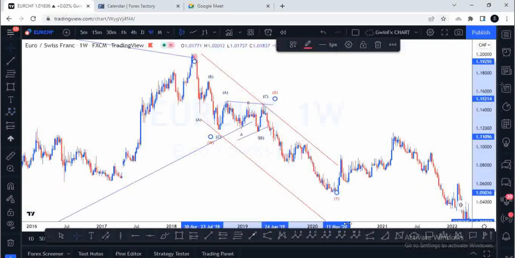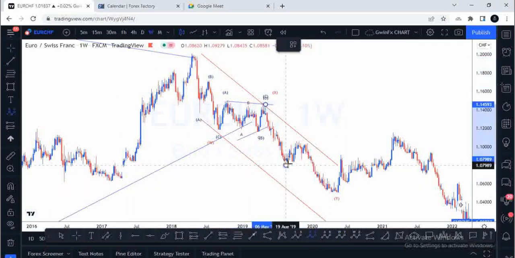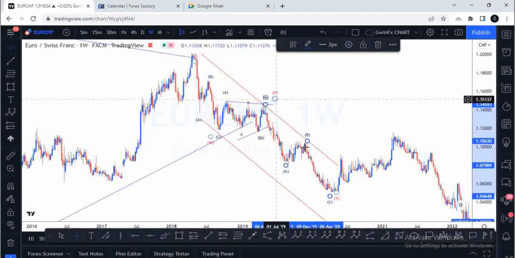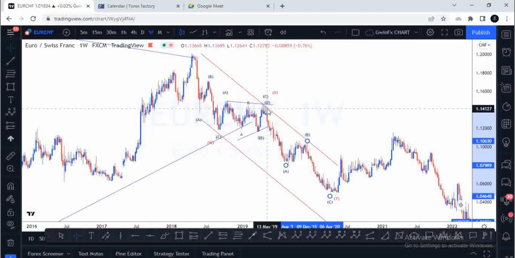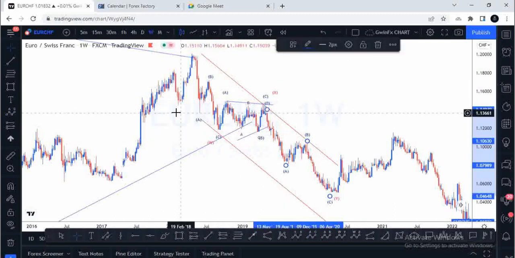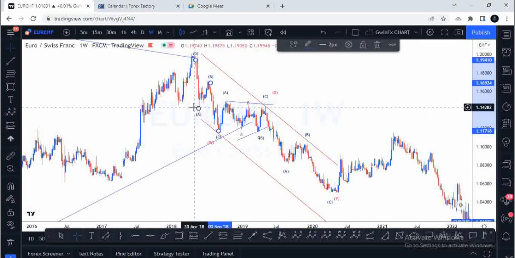So we have this formation right here. We have this complex structure here, as you guys know. It's a whole complex structure, but if you look at it closely, you're going to identify what is going on here. We have an A, B, C right here. We have a triangle here, and you guys know what I'm looking at.